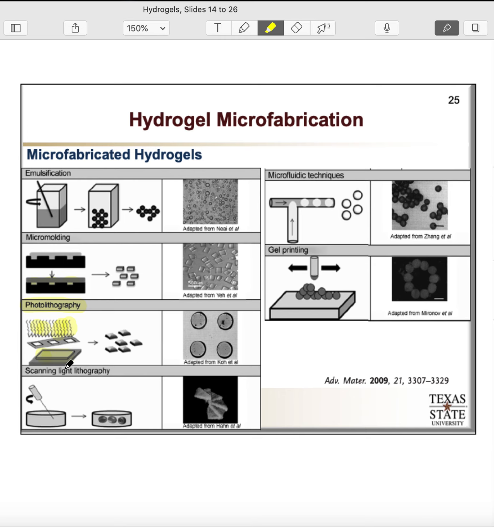Another method is scanning light lithography, in which we have a prepolymer solution that also includes a UV or a light initiator. We then apply the UV light in specific locations and basically write on the polymer solution, thereby forming a gel wherever that light is focused. In this particular case, you could write this kind of cylindrical or donut shape hydrogels, or really whatever shape you would like. And this is a really interesting method in which you could get significantly interesting geometries.